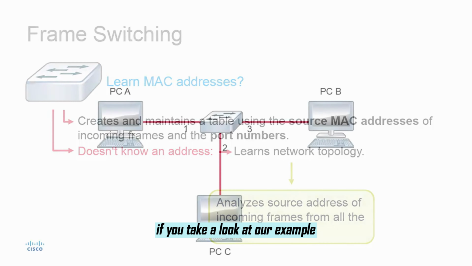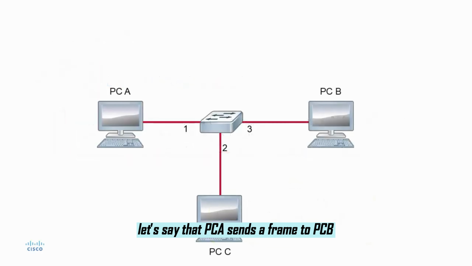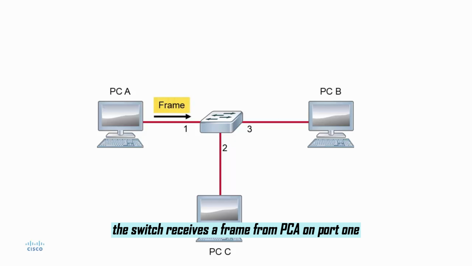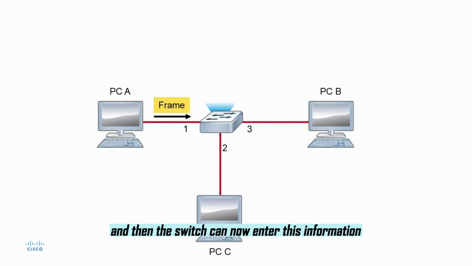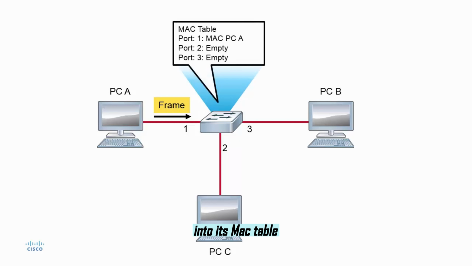If you take a look at our example, let's say that PCA sends a frame to PCB. The switch receives a frame from PCA on port 1, and the switch can now enter this information into its MAC table. It would be that the MAC of PCA is accessible via port 1.